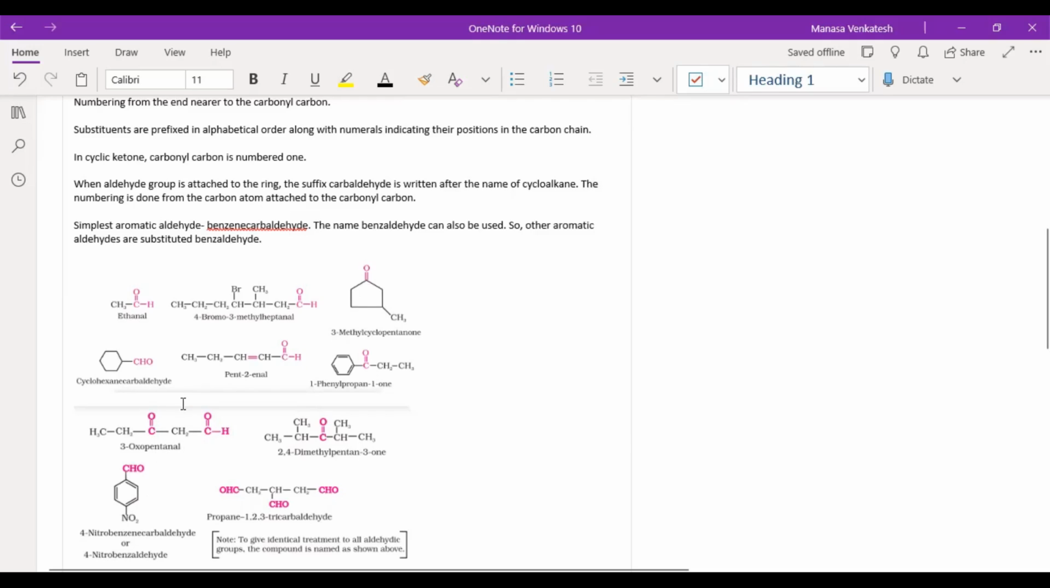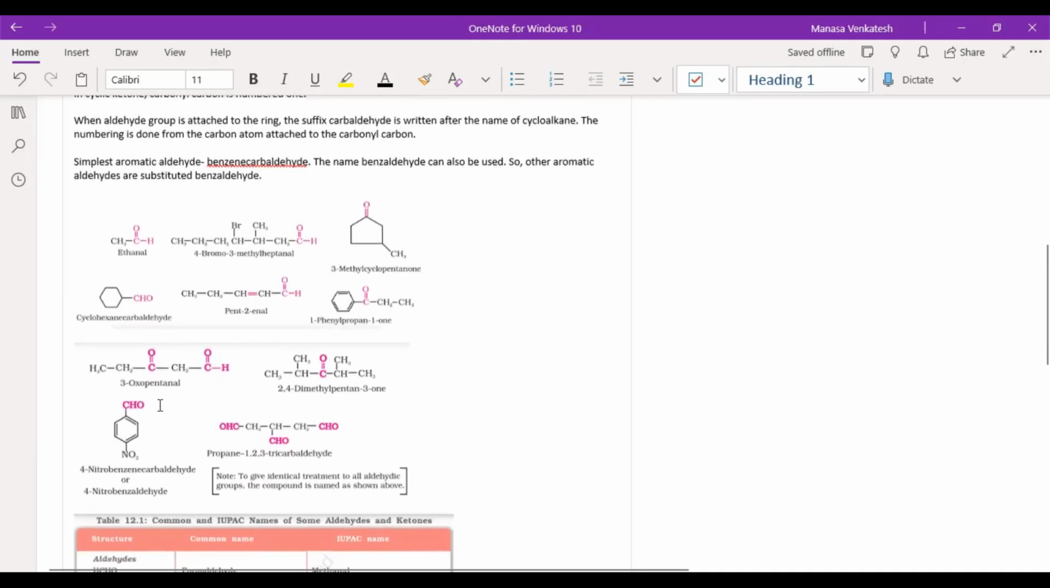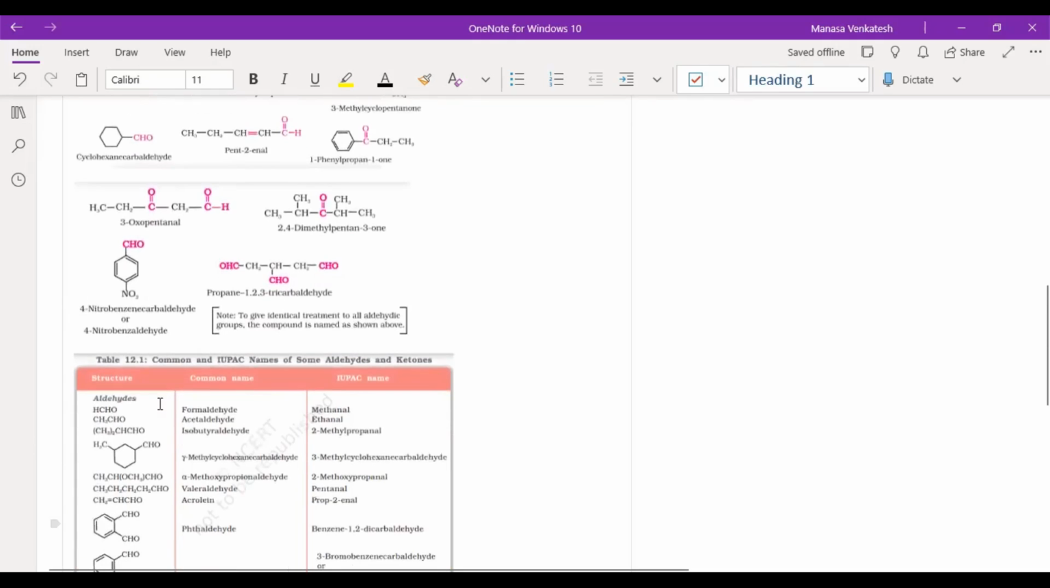One more important thing: when we talk about aldehydes and ketones in the same compound, the aldehyde is considered the principal functional group, and that's why it's the suffix over here. Whereas the ketone is going to be referred to as oxo, which is not a principal functional group. I hope you remember the order of functional groups which you learned in grade 11.